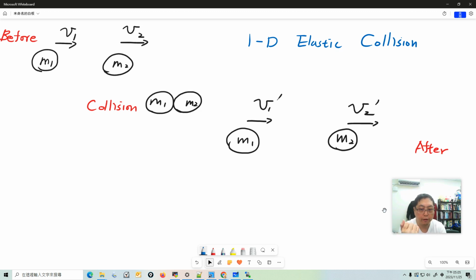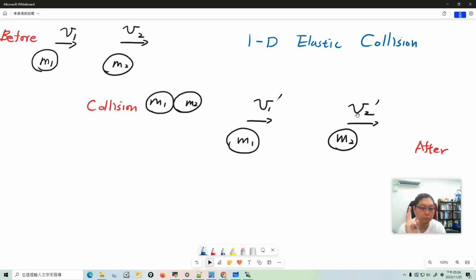The velocity after collision, I use the notation prime. The prime means the velocity after the collision. It's very similar to a first order derivative, but I cannot find a better notation, so allow me to use the prime. So v1 prime, v2 prime. Our goal is to find v1 prime and v2 prime, the velocities of these two objects after the elastic collision. And how do we solve this problem?